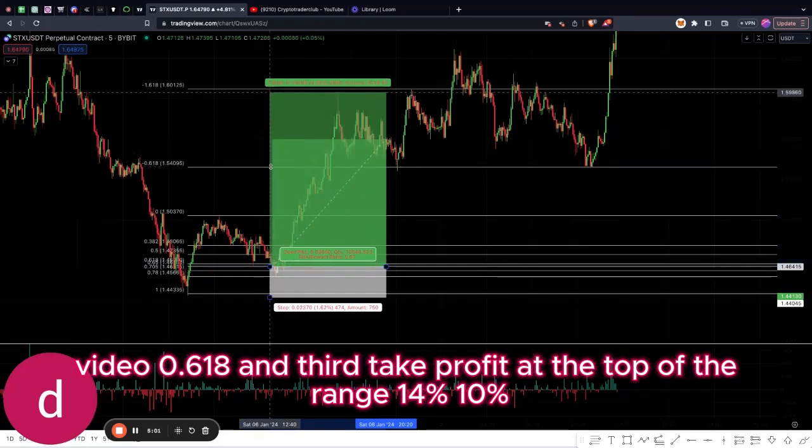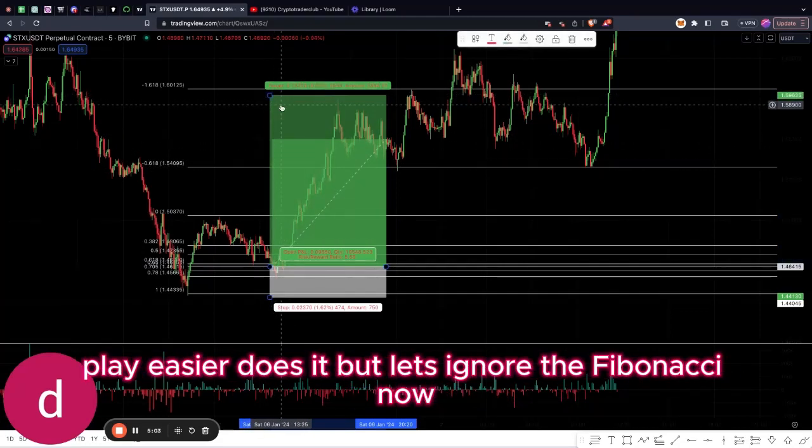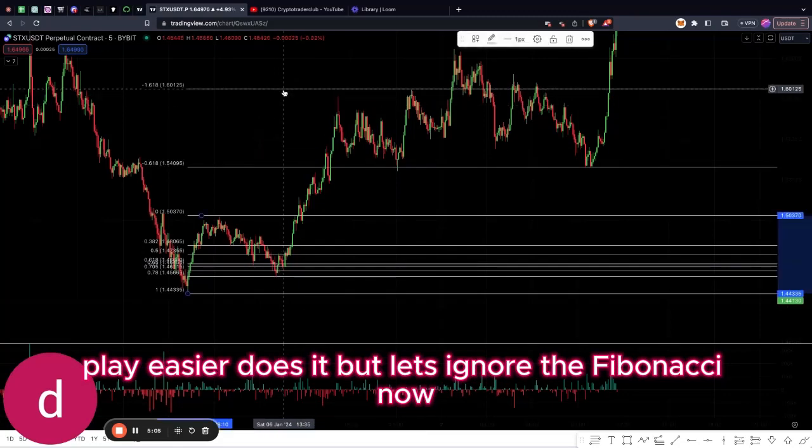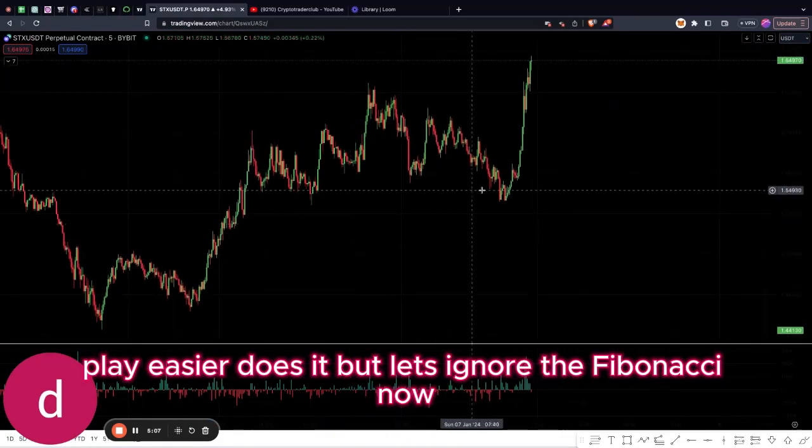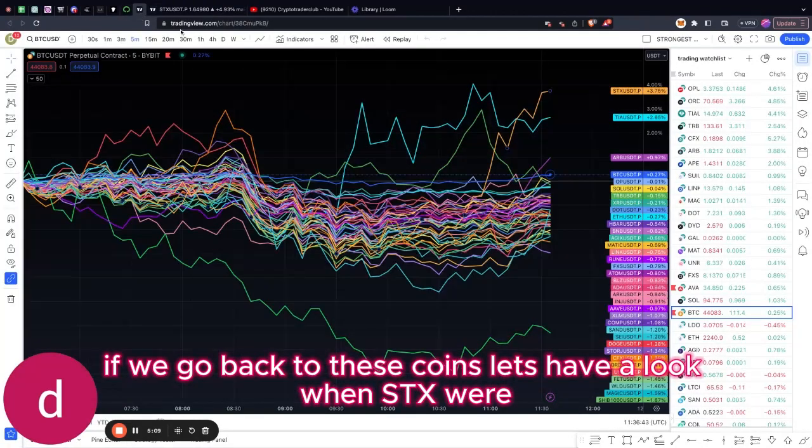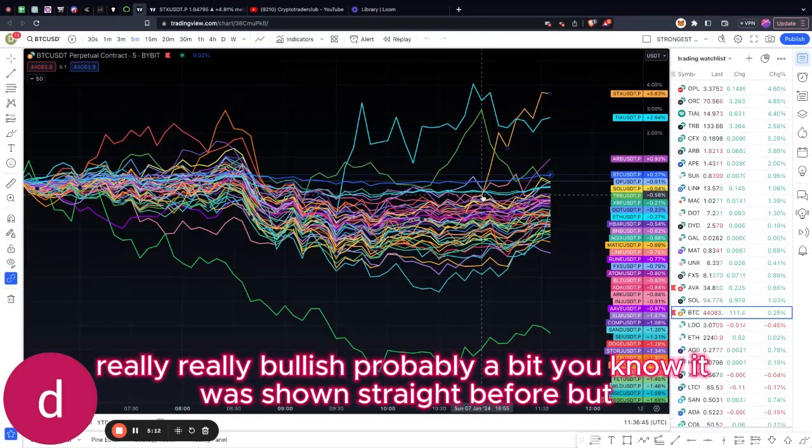And third take profit at the top of the range, 14%, 10% play, easy does it. But let's ignore the Fibonacci. Now, if we go back to these coins, let's have a look when STX looked really, really bullish.